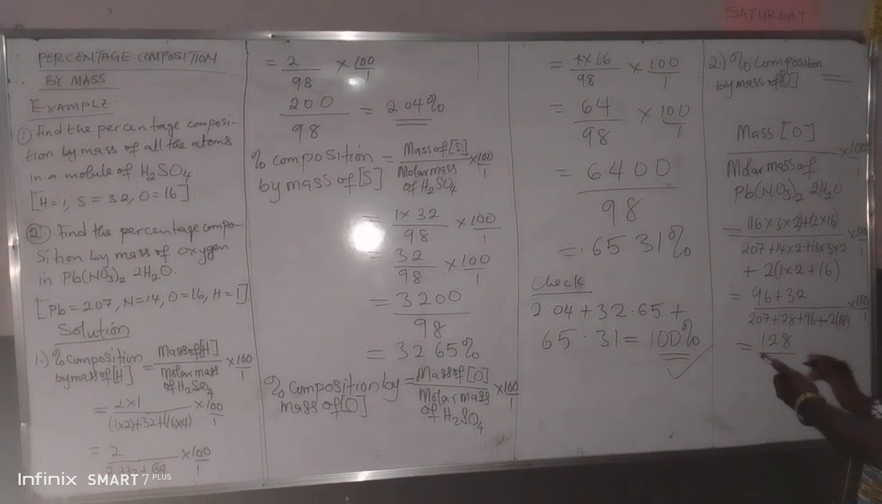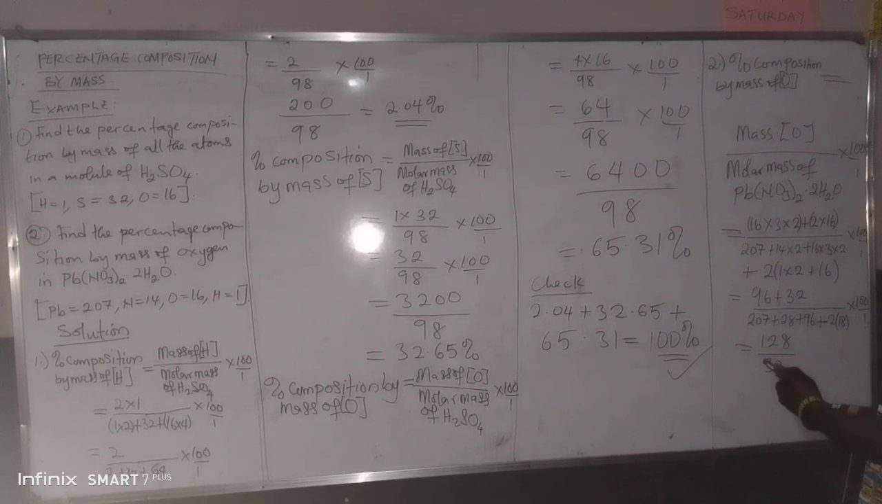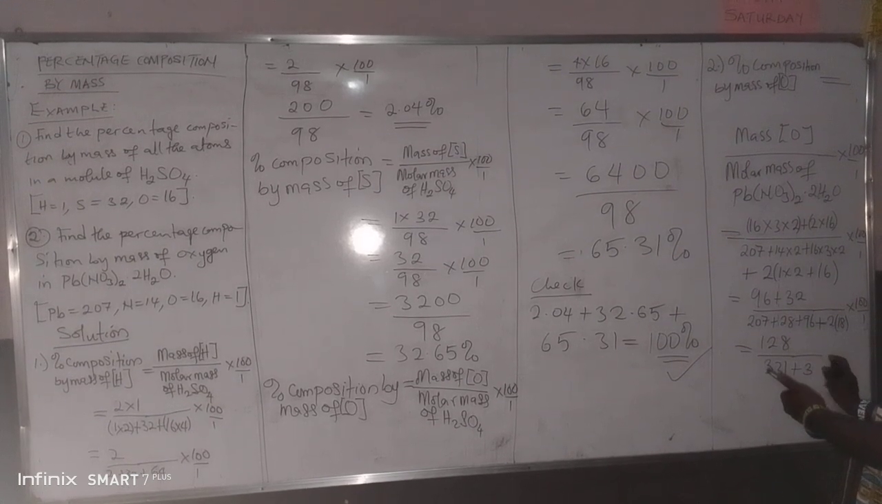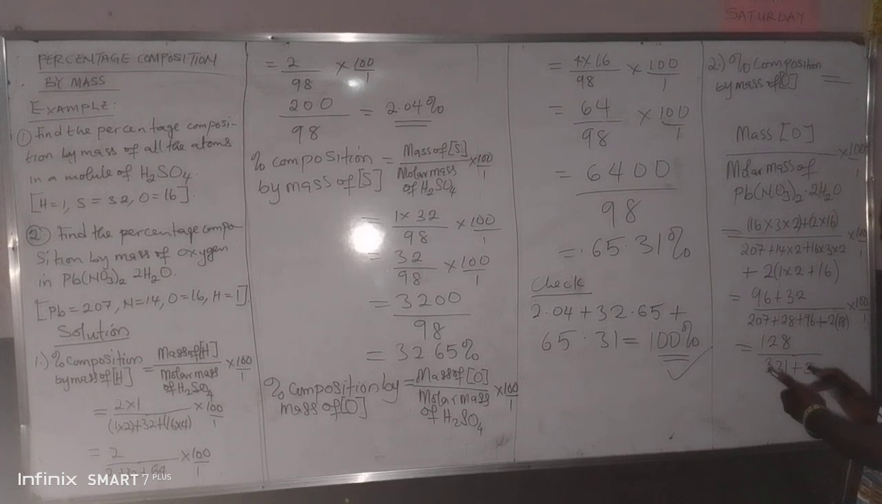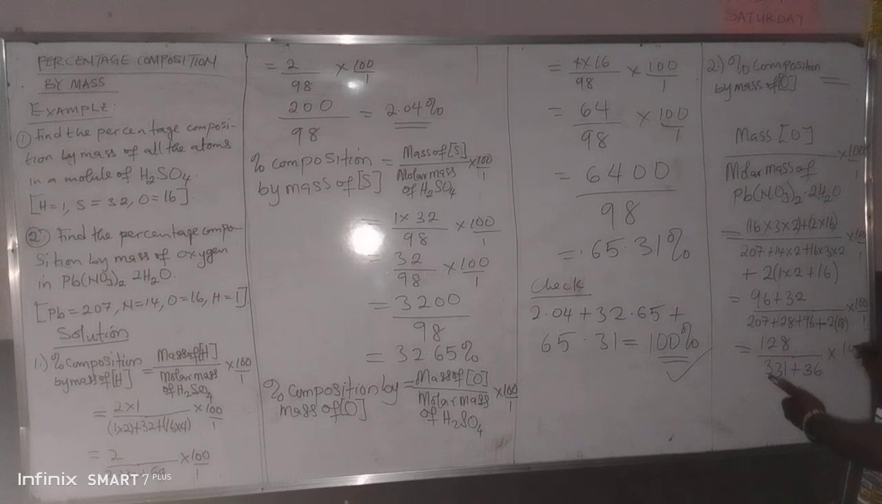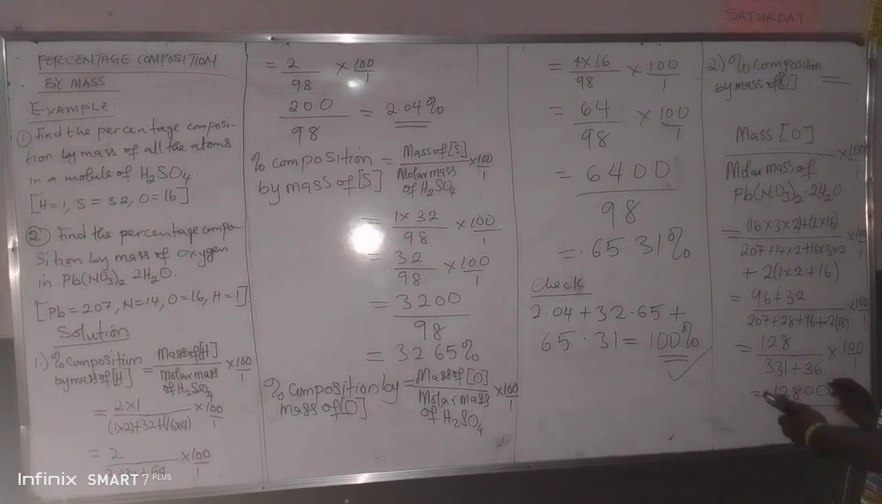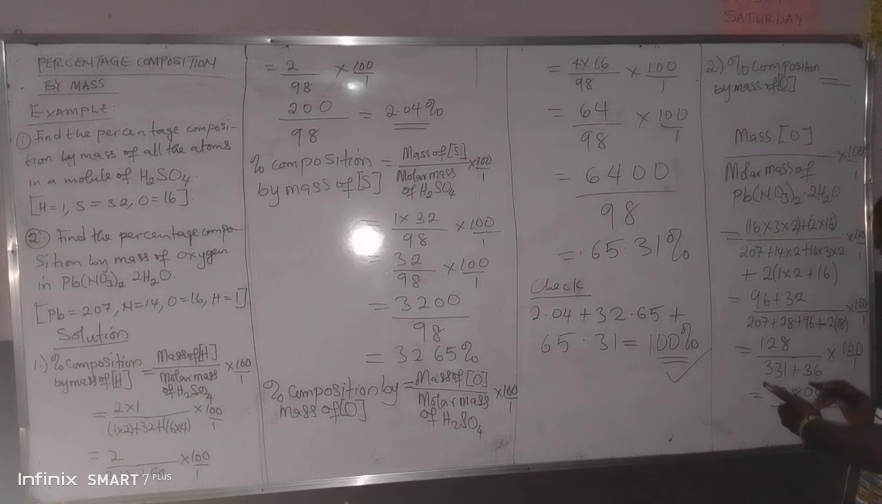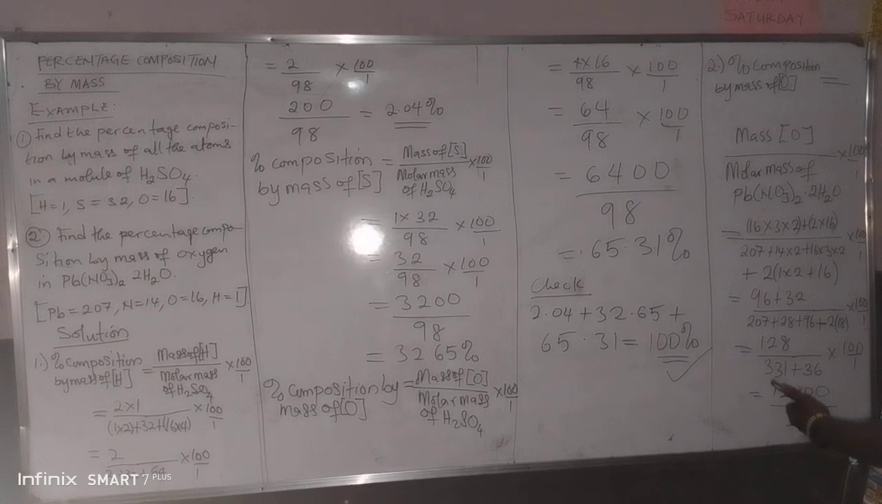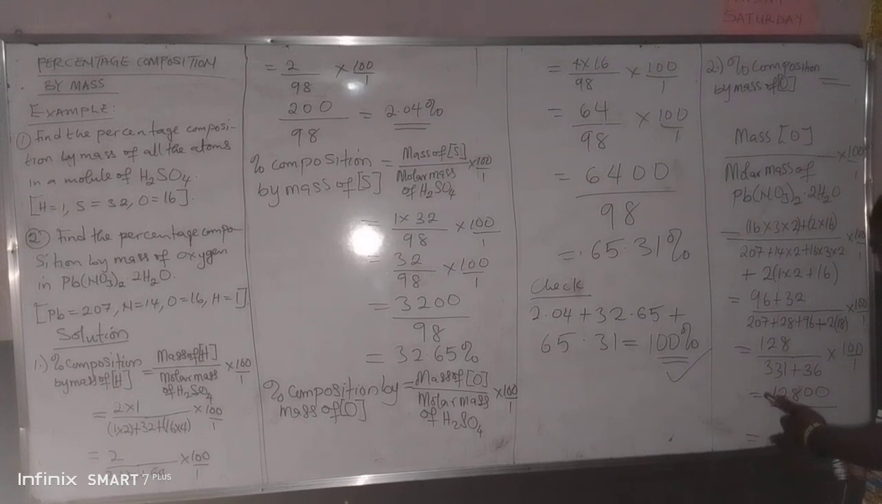Okay, our answer is 331. Now plus 2 times 18, that's 36. Then times 100/1. So this one times this one is 12,800 divided by 331 plus 36. The answer is 367. And at the end of the day, we divide.